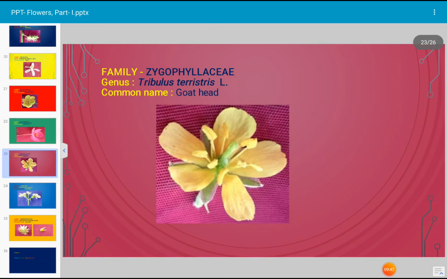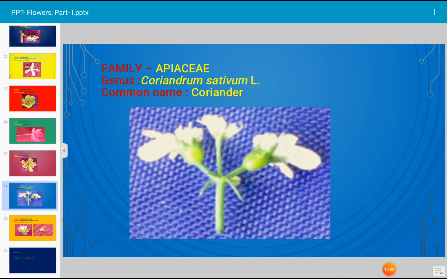Next, this is the flower of Tribulus terrestris. Its common name is goat head and the family is Zygophyllaceae. It is also a medicinal plant. Next, this is the flower of Coriandrum sativum. The photograph is not so clear because the flower was very small. Its common name is coriander and the family is Apiaceae. It is a spice very common in the kitchens of India.